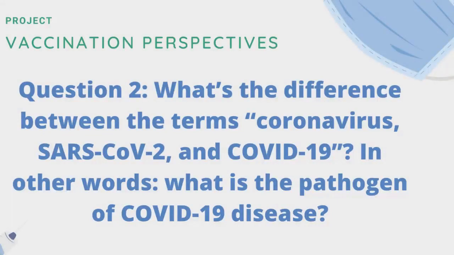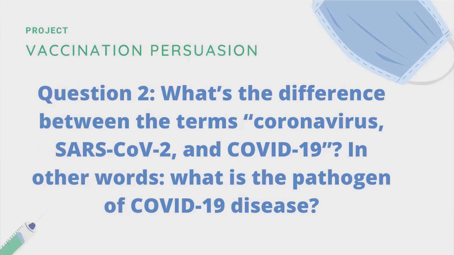For a second question, it is, what is the difference between the terms coronavirus, SARS-CoV-2, and COVID-19? Or in other words, what is the pathogen of the COVID-19 disease? That's a great question. So SARS-CoV-2 is the official name of the pathogen. That's the name of the virus. COVID-19 is the name of the disease.